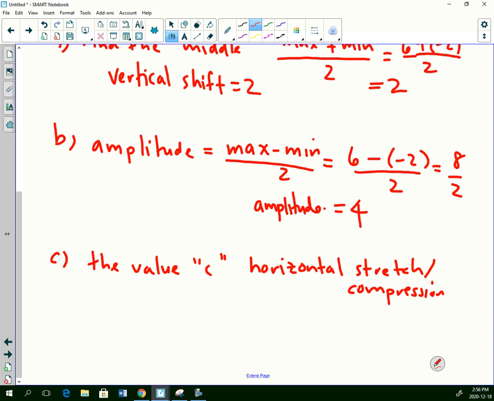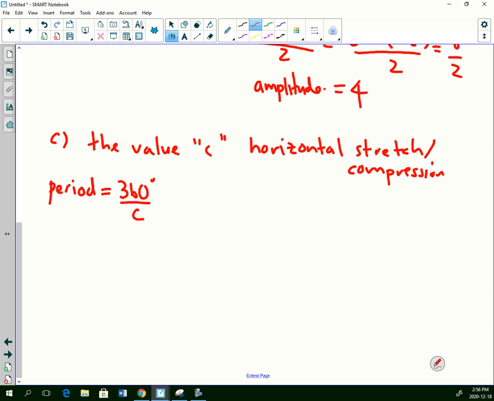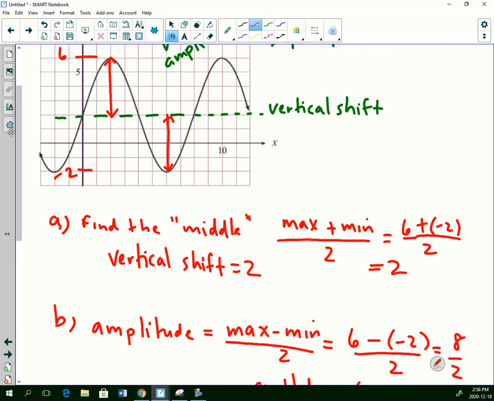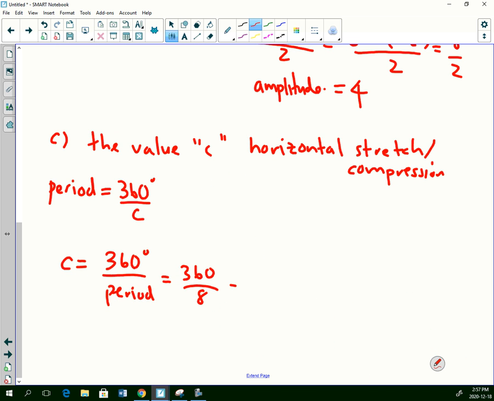So when we were finding the period of a graph, we would take the normal period of 360 degrees and divide by C. So if we want to find C, we'll take the 360 degrees and divide by the period. The period of this graph to go through one cycle, I'm going to start here and end here. That's the same starting point, so that is 8. So 360 divided by 8, let me grab my calculator, is 45. So C is 45.